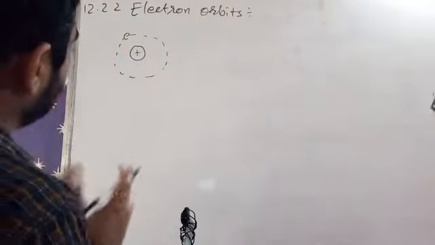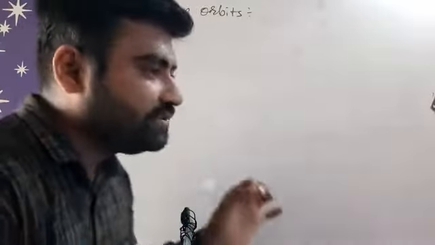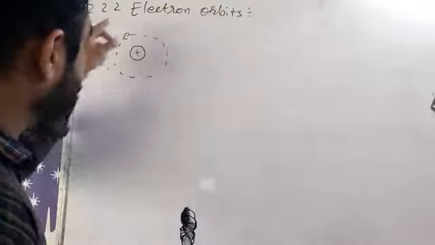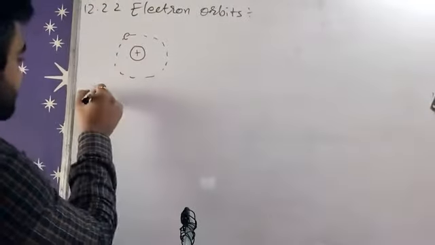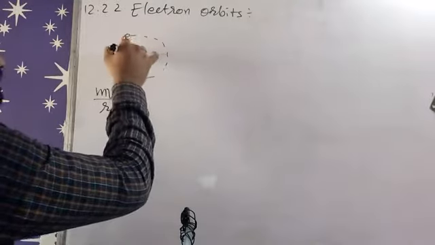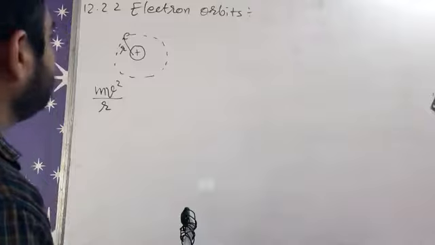So here there are two types of force. Whenever any object is rotating around some other object and the orbit is circular, then there will be centripetal force mv square upon r. So r is the distance from the center to the electron itself.